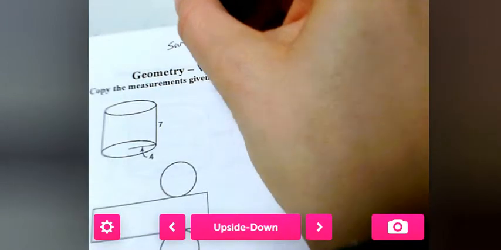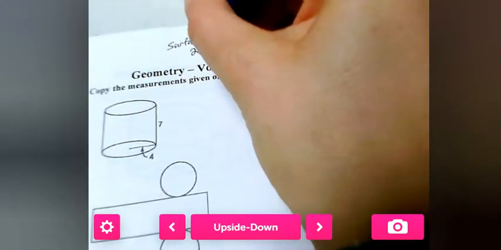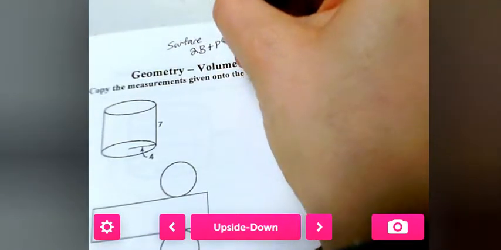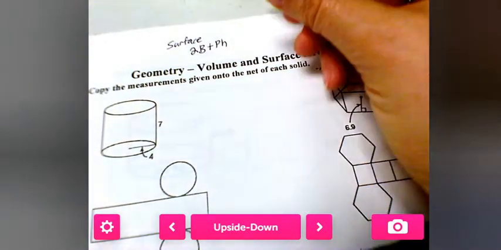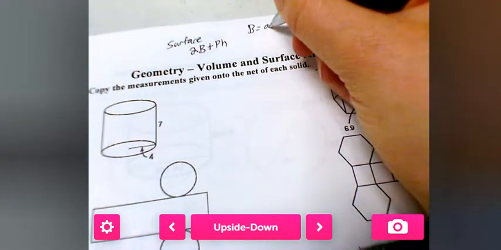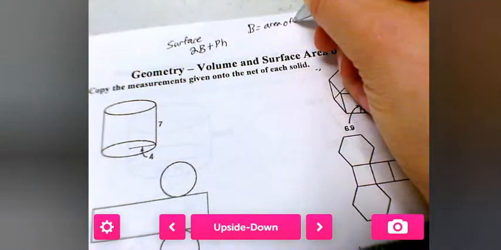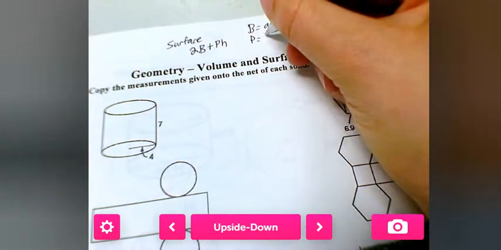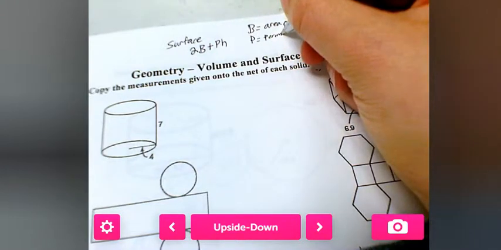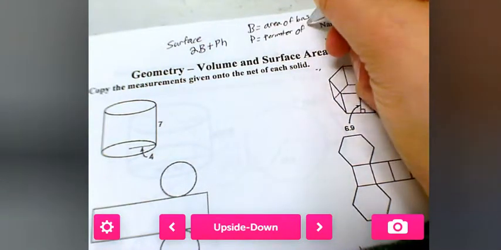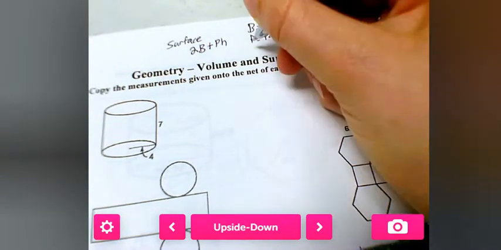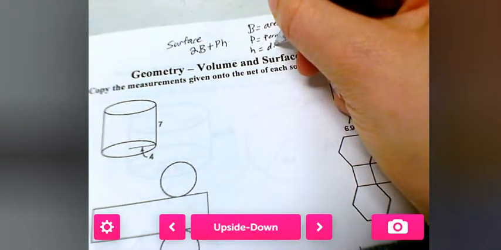And the surface area is 2 times the base plus the perimeter times the height. B stands for the area of the base. P stands for the perimeter of the base. And the height is the distance between two bases.